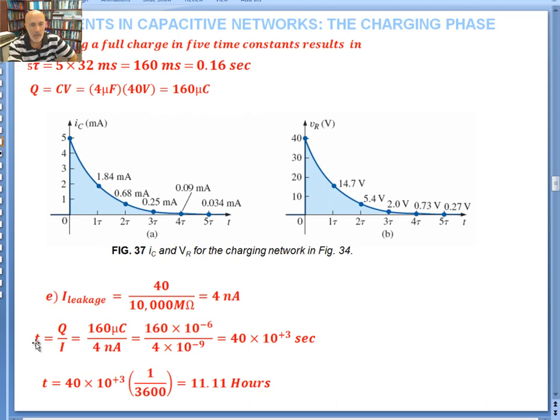To calculate how long it's going to take to complete a discharge, you calculate the value of T, which is Q divided by I. You have 160 microcoulombs accumulated. Divide that by the 4 nanoamps. Make sure this is in coulombs, this is in amps, so that would be 10 to the minus 6. Nano is 10 to the minus 9. If you calculate that, it gives you 40,000 seconds. And if you divide that by 3,600 to calculate in terms of hours, it gives you about 11.1111 hours. That's how long it's going to take for the cap to completely discharge once you take it out of the circuit.